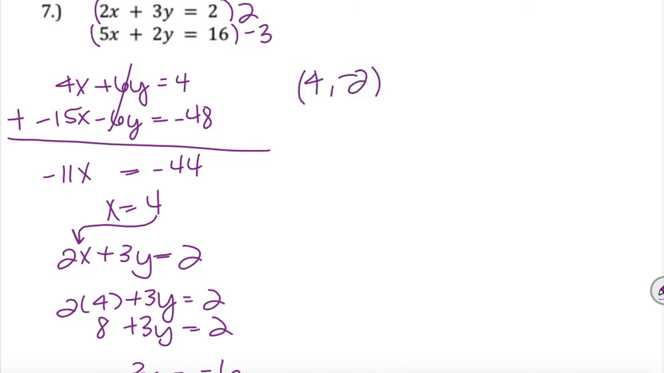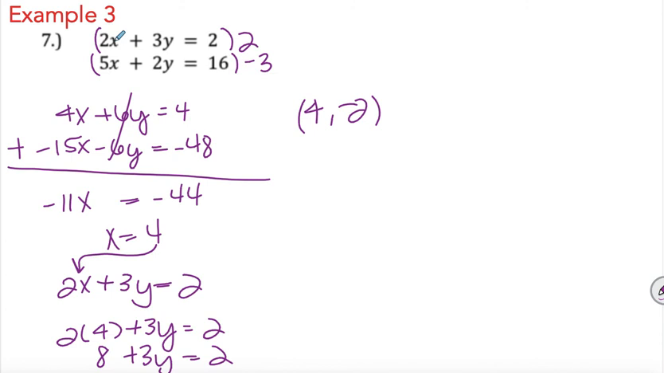Let's plug it in and make sure. So I use the top equation to get my second answer. Let's plug in here. So 5 times 4 is 20 minus 2 times negative 2. So that'd be 20 minus 4, and that is 16. So that would be my correct answer.